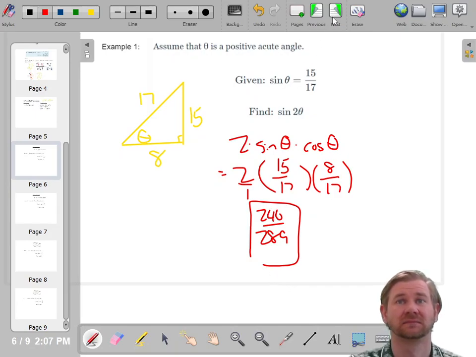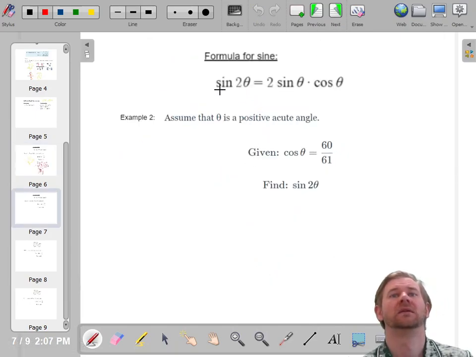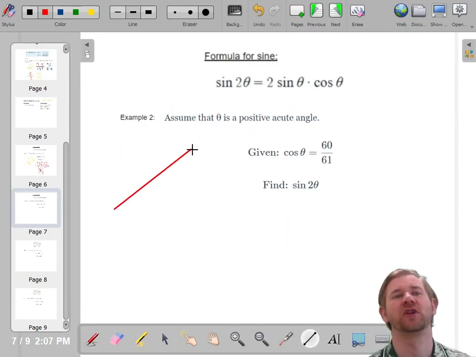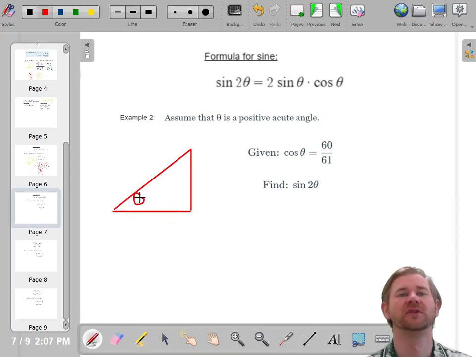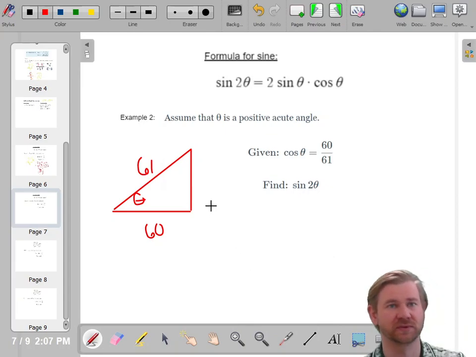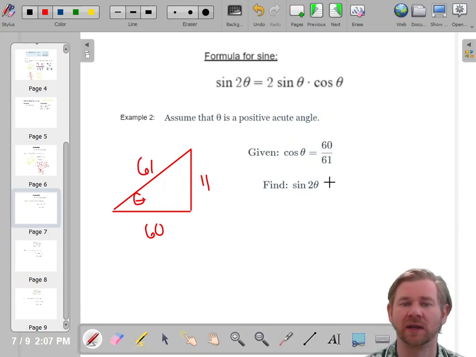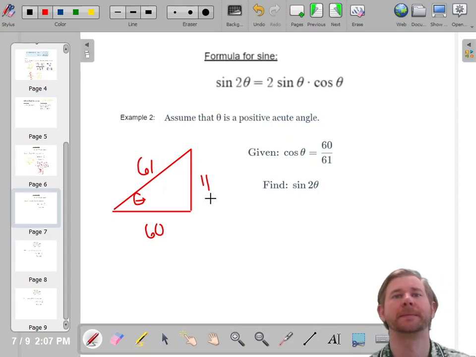Next. So sine of 2 theta again. Well, here they give me cosine. All right, it's pretty much the same idea. Cosine is 60 over 61. They're using a lot of these same Pythagorean triples. We've done this one a couple times. This missing side is 11. So do the Pythagorean theorem if you want. But it's 11, okay? We've seen a lot of these.